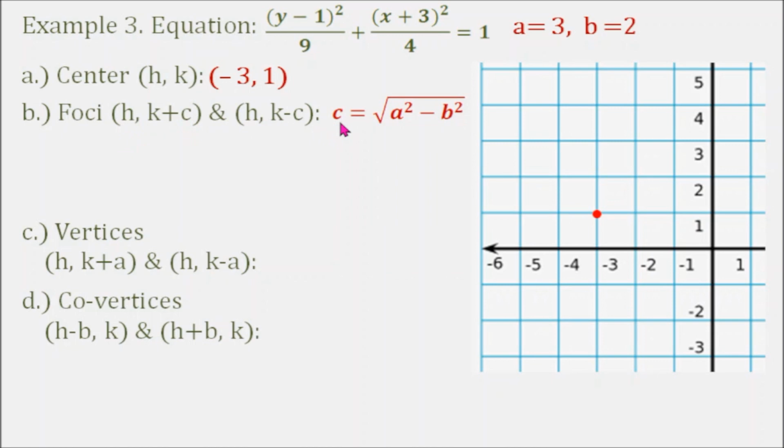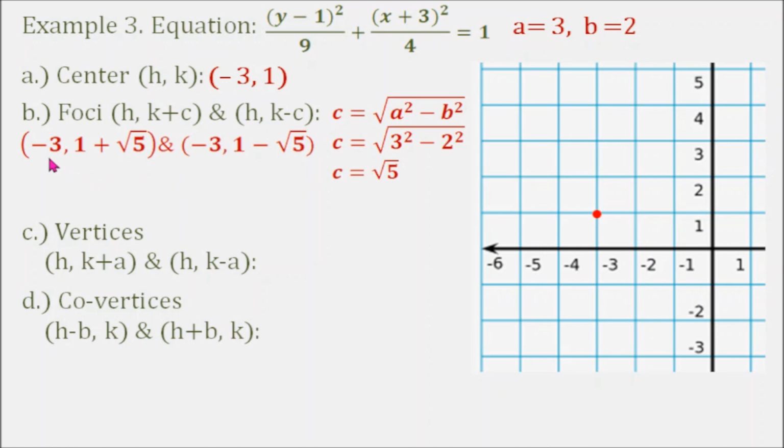For our foci, we need to solve for c. And our formula is c equals square root of a squared minus b squared. And a is 3, b is 2, so that means c equals square root of 3 squared minus 2 squared, which is equal to square root of 5. Now, our h is -3, our k is 1, and our c is square root of 5. Substituting these numbers into our formula here, the coordinates of the foci are (-3, 1 plus square root of 5) and (-3, 1 minus square root of 5). And they are somewhere here.